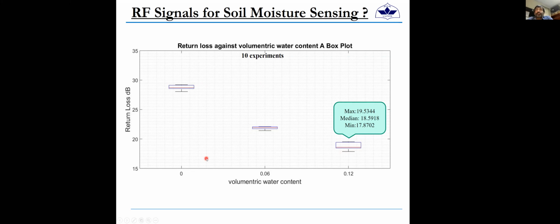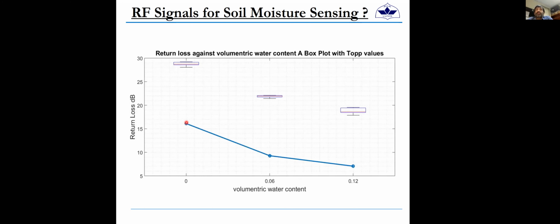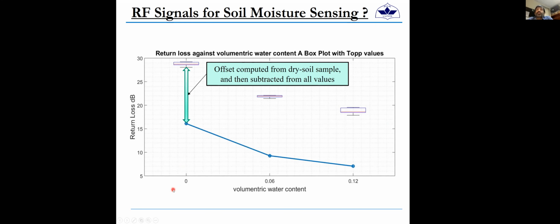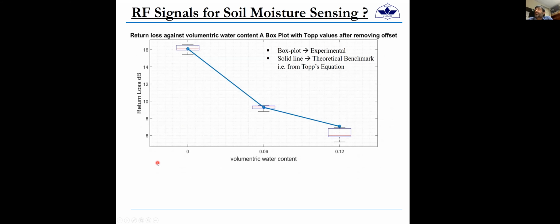So these are the results of experiments, but when we did Top's prediction, we get this equation for these new experiments. So how do we do calibration? So we take this dry soil as our reference. So we compute this offset of this min, जो कि आपके box plot की जो minimum value है वहाँ से हम यहाँ तक एक offset compute करते हैं, and then we subtract it from everyone, from every reading, क्योंकि वो constant रहता है. If we do that we get this curve.